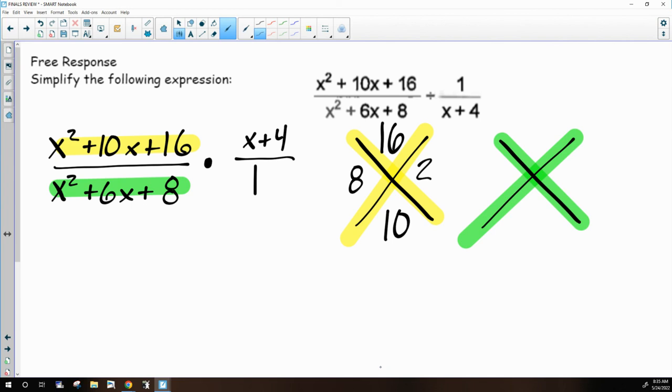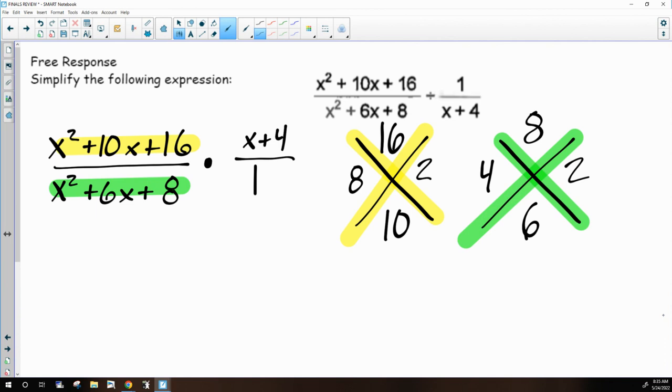Boom. Green. A times C is 8. 1 times 8. 6 on the bottom. P value on the bottom. What two numbers multiply to 8? Add up 6. 4 and 2. Good job, everyone. 4 and 2. Okay. Once your X methods are all complete, it's time to rewrite our problem, but as factors.